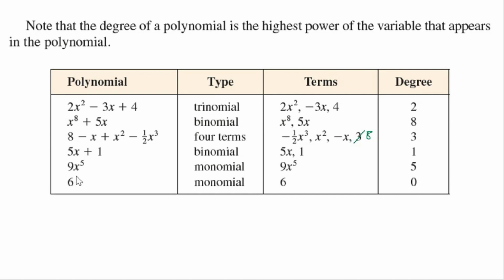Second to the last example is 9x to the fifth power. The type of polynomial is what we call a monomial if there is only one term given. Now, it is a monomial and the term is 9x to the fifth power, and the highest power there is 5. So therefore, the degree is 5. And the last example is 6, and that is only one term. Therefore, the type of polynomial is a monomial. So the term here is 6. And since it's only a constant, the degree of the polynomial is 0.